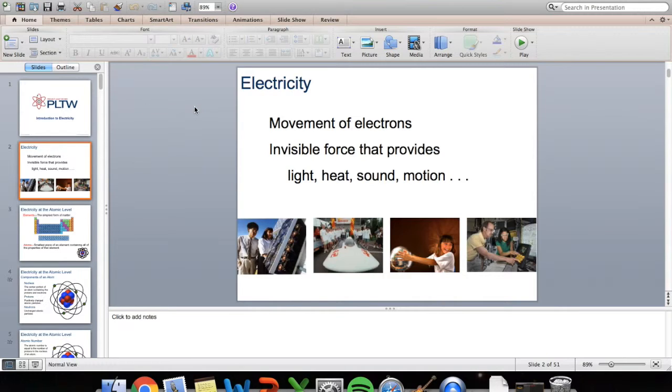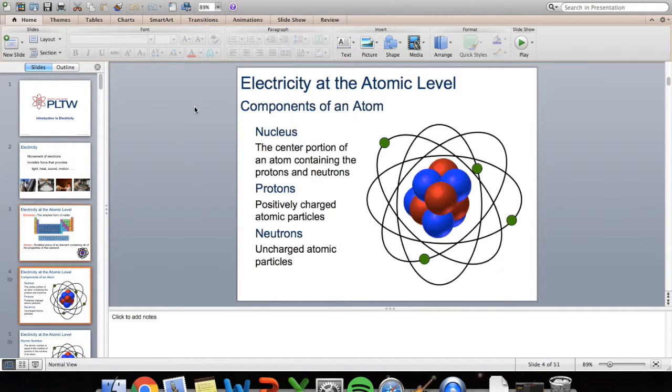So here we go. Electricity, what is it? It's the movement of electrons. It's an invisible force, but one that you can certainly feel. If you've ever felt an electrical shock, you know that it is very tangible. You can't see it though, but by using resistors, we can turn this electricity into light, heat, sound, motion. You're all familiar with putting batteries or plugging something in and turning that electrical force into something else.